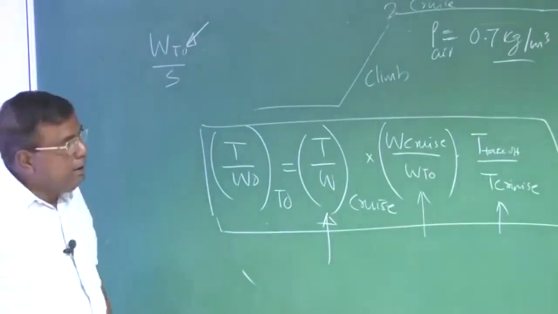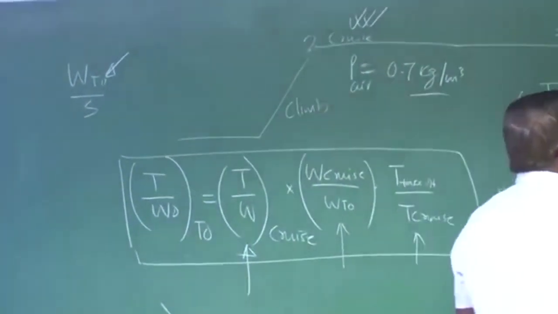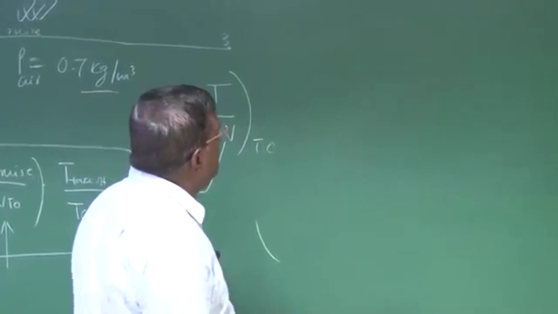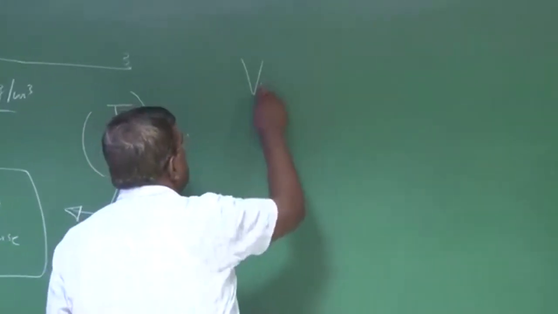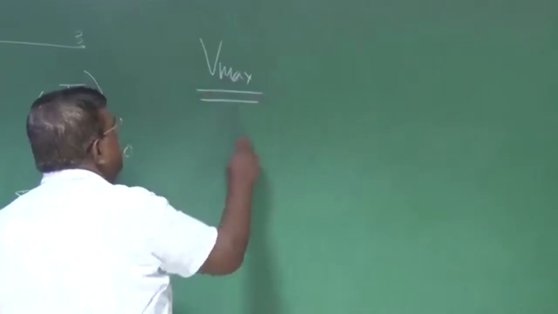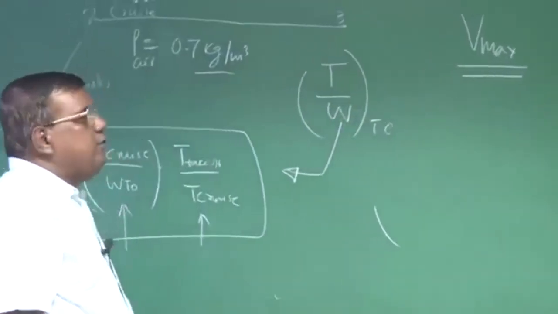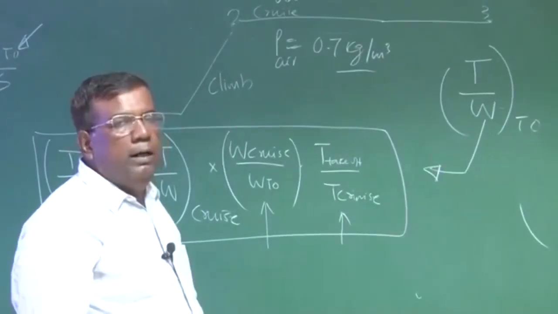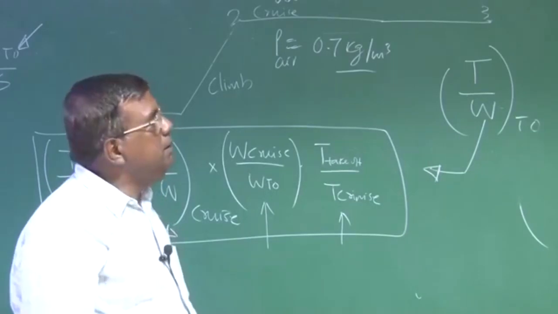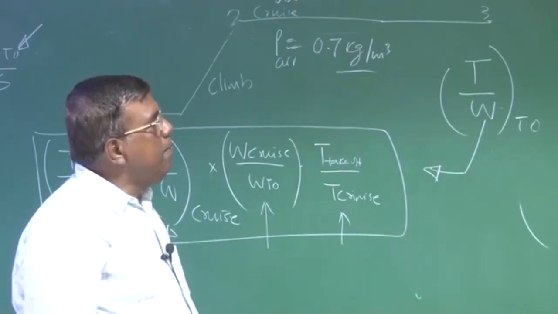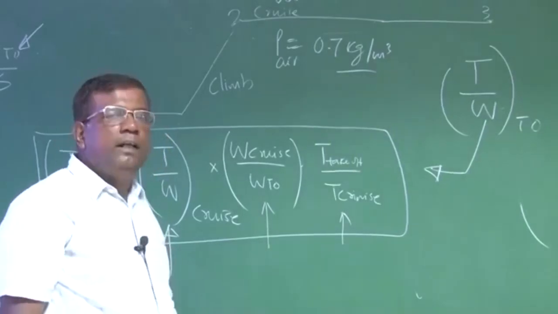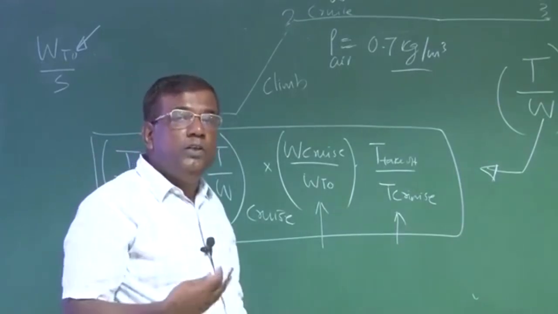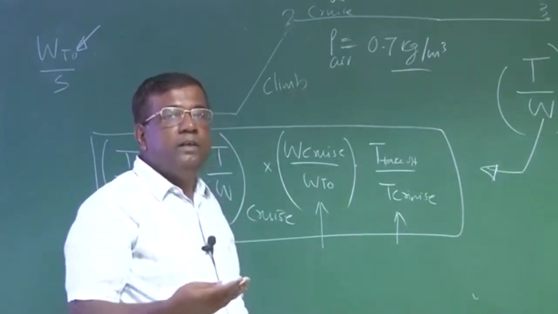This is one thing. The second thing: in the last class we were talking about Vmax. We are asking a question, assuming that the aircraft is strong enough to fly at Vmax, meaning thereby the aircraft is strong enough to withstand the dynamic pressure and forces, which is a combination of the altitude at which it is flying as well as the speed, right?